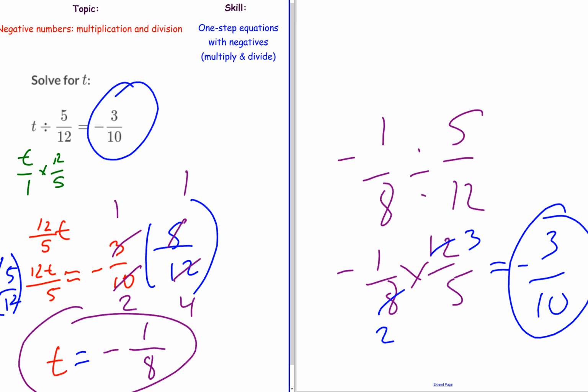Perfect. I smile. You smile. Sam smiles. We all smile. Right, Sam? Not smiling. You're not smiling. Okay, he's got an attitude.